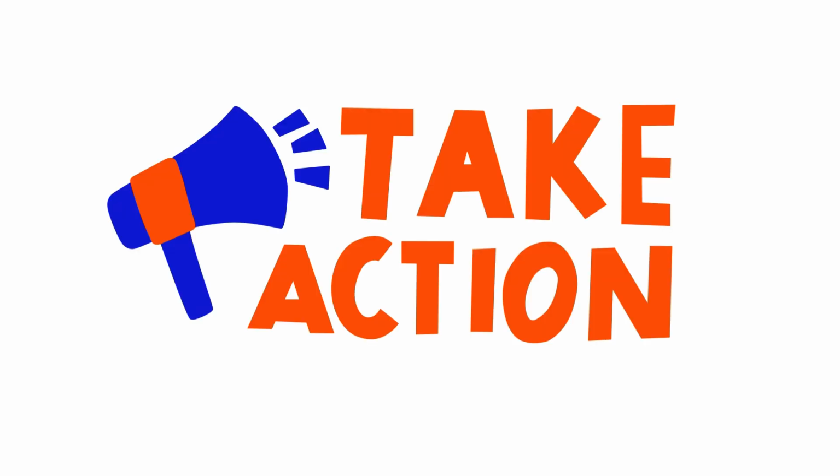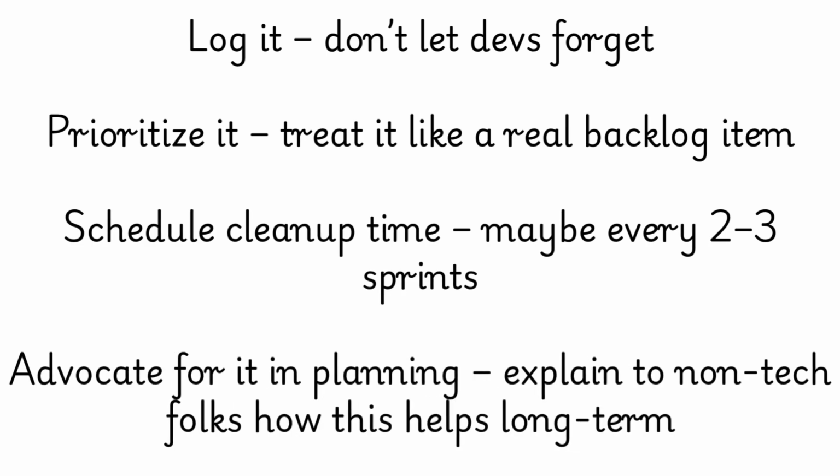Okay, now what do you do with all of that? Here's your action plan. Number 1, log it. Don't let your developers forget. Number 2, prioritize it. Treat it like a real backlog item because it is. Number 3, schedule cleanup time, maybe every 2 to 3 sprints. Number 4, advocate for it in planning.